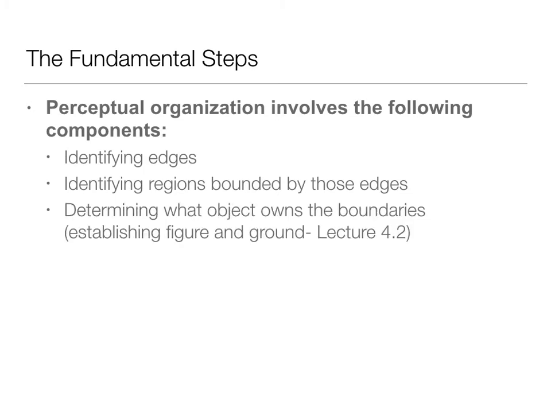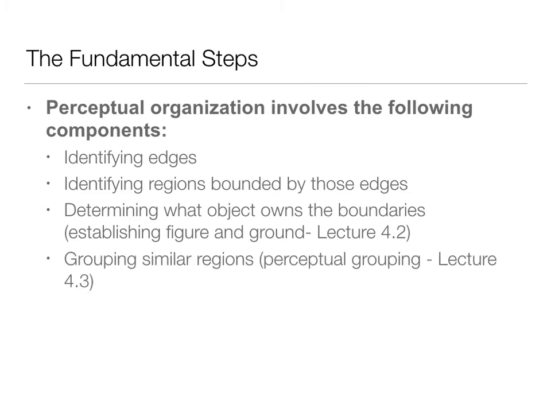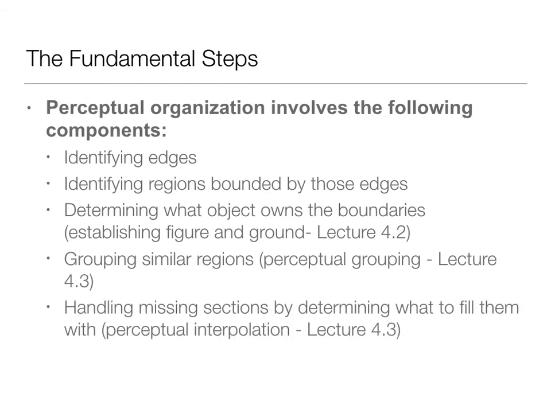Then in lecture 2, we'll talk about where these boundaries are, what is the image, what is the figure, versus what is the background, what is the ground. We'll talk about that in the next video. Then we have to group similar regions, which is done through perceptual grouping that we'll talk about in video 4.3. And finally, how do we handle missing information? How do we fill this in through perceptual interpolation, which is done in lecture 4.3 as well.